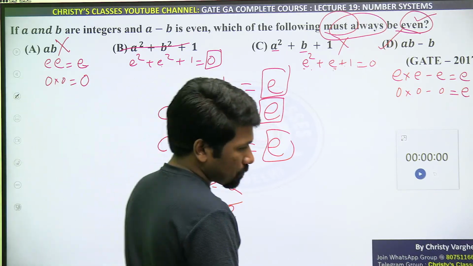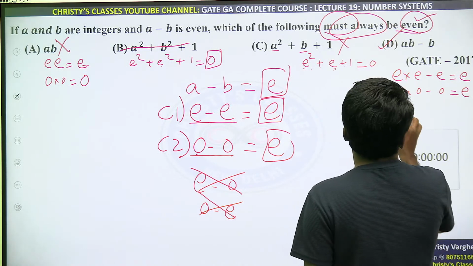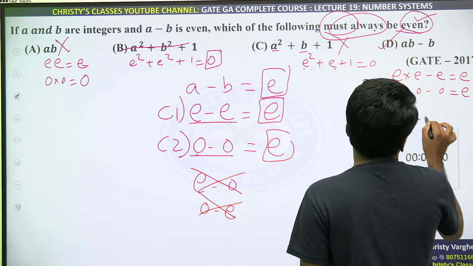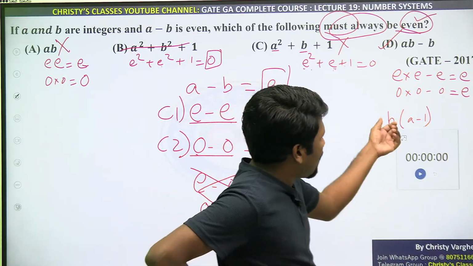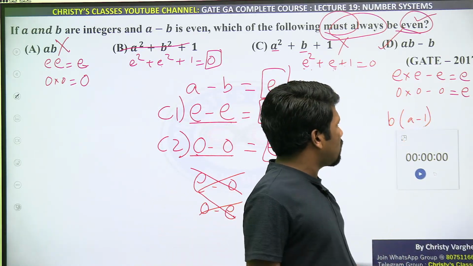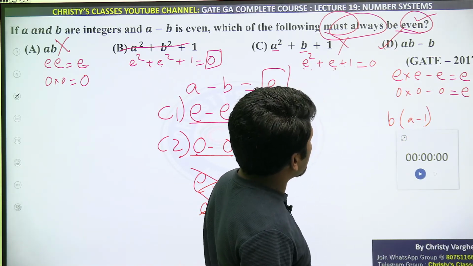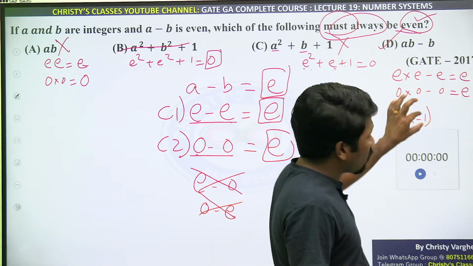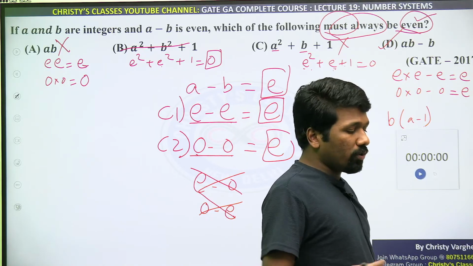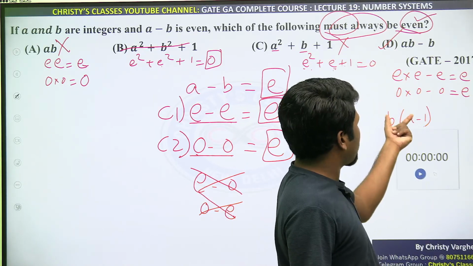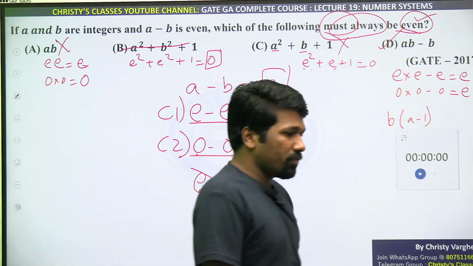Please respond. There are other ways also. When you look at option B carefully, you can take B common: B into (A minus 1). One of B or A minus 1 will definitely be even. Even into odd, even into even, both are even. That way also you can say this will be only even. That is another approach. These are all different approaches.